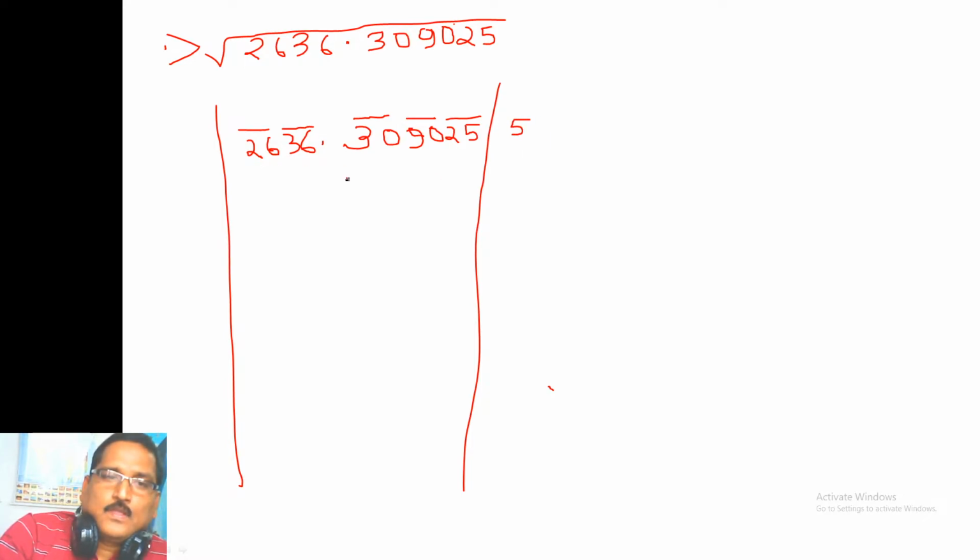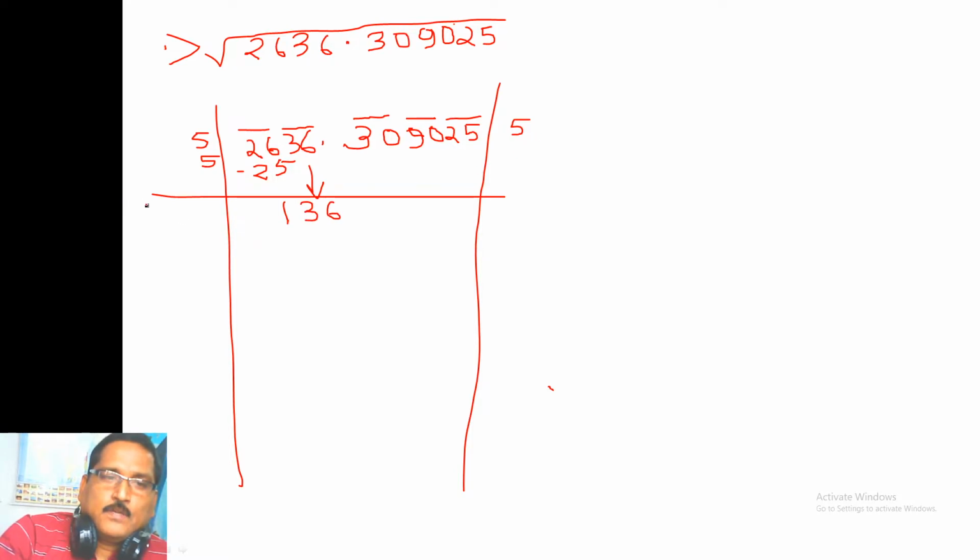Okay, so now 5, you write down here. So 5 5s are 25. Okay, after subtracting we are getting 1. Clear? Bring down the next pair, that is 36.